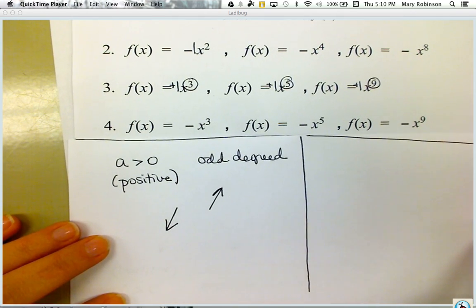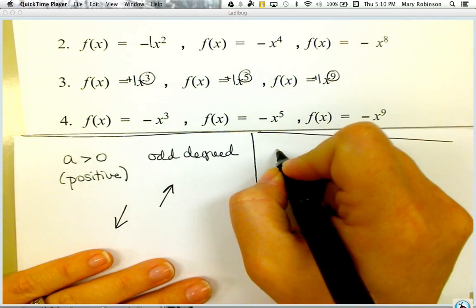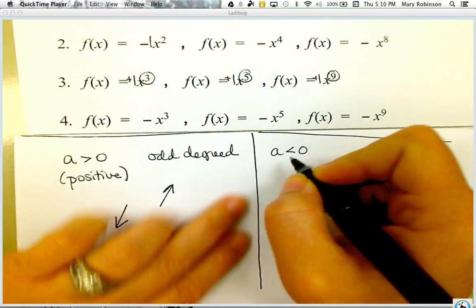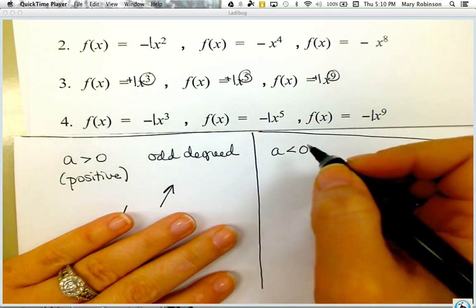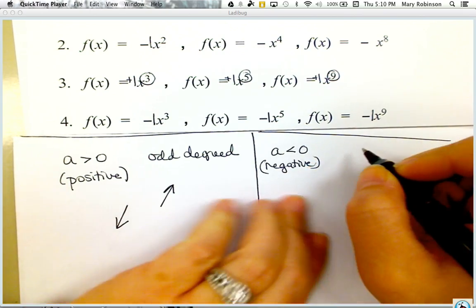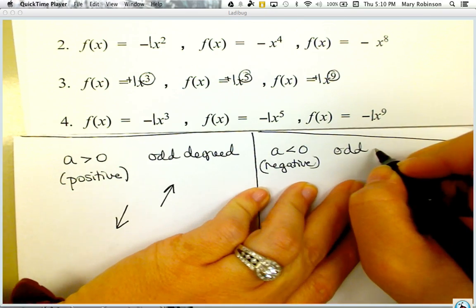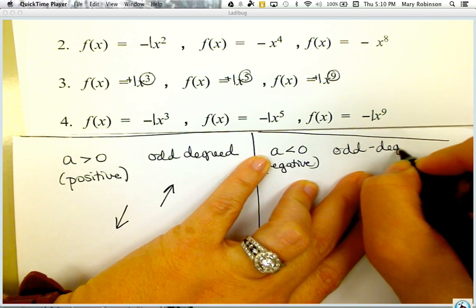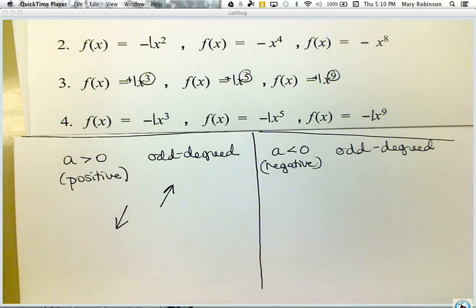For number 4 here, similar to number 2, what we should notice is that our a value is less than 0. There's an understood -1 for all of these. So again, negative leading coefficient. And again, similar to number 3, we have odd degrees. So we call that an odd degree polynomial function. So let's see what happens here.